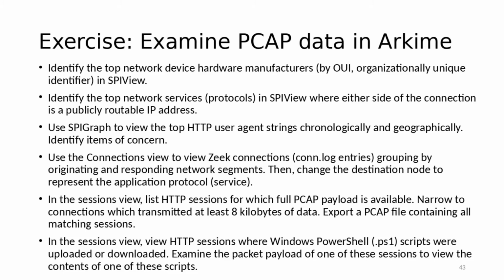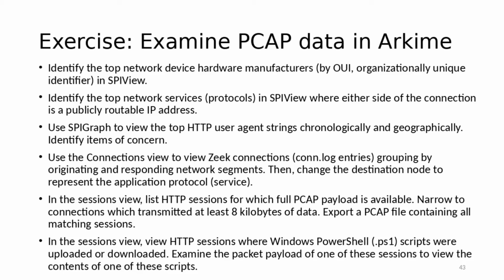First, we are going to identify the top network device hardware manufacturers by OUI, or in other words, Organizationally Unique Identifier in SpyView. If you remember back to our other video, we talked a little bit about what OUI was. It's the way that we can use MAC addresses to identify the manufacturers of network interfaces. We are going to identify the top network services in SpyView where either side of the connection is a publicly routable IP address. So at least where one side is not internal traffic, we're going to try to identify what services are talking to the outside world.